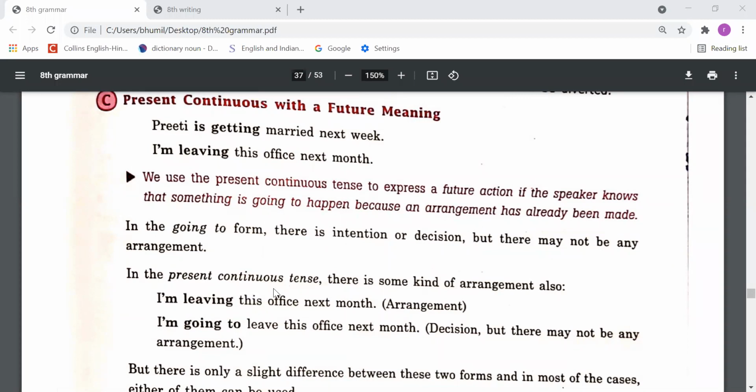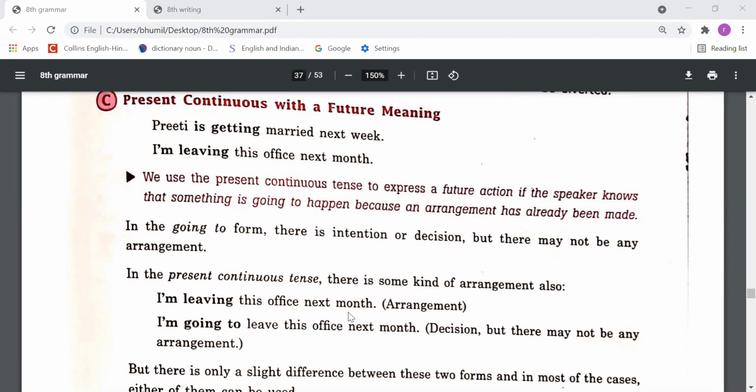In the present continuous tense, there is some kind of arrangement, so we show that we have arranged something. I'm leaving this office next month. If I say I will leave the office next month, it means I have decided now and I will do this next month. But if I say I am leaving this office next month, it means I will do this in future, but I have made some arrangement, like I have got a job in a new office.